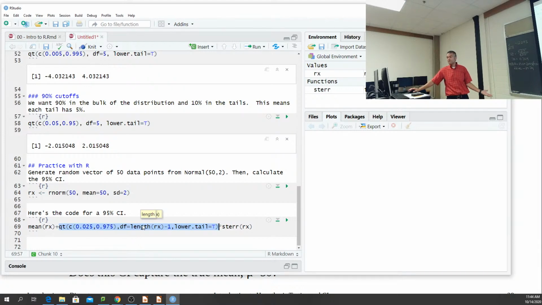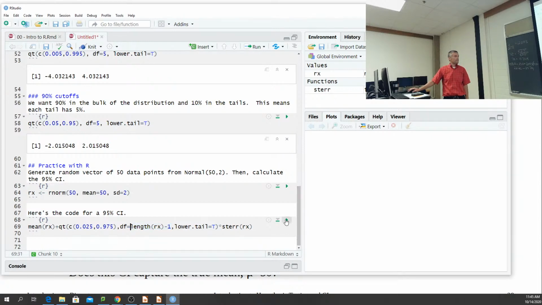For the degrees of freedom, it's going to be our sample size minus 1. Well, I know we have a sample size of 50, and then we would do 50 minus 1 to give us 49. That works. Or I just use length of our vector minus 1, which also gives us our sample size minus 1. And then lower.tail equals T, because that's going to be standard for us at this point. Then we multiply that qt value by the standard error. And remember, we introduced that standard error function on Monday. So I'm going to make use of it here. sterr of that Rx vector.